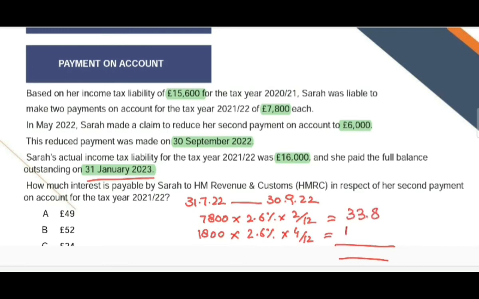This would be 33.8 and 15.6. Approximately this would be 49.4.